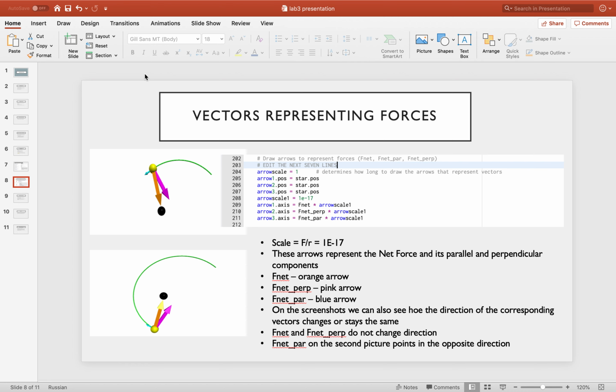On this slide, I have included the portion of the code related to arrow drawing for the net force and its components. Net force is an orange arrow, the perpendicular component is the pink arrow, and the parallel component is a blue arrow. On the screenshots, we can also see that Fnet and Fnet perp do not change their direction, while Fnet par of the second picture points in the opposite direction.